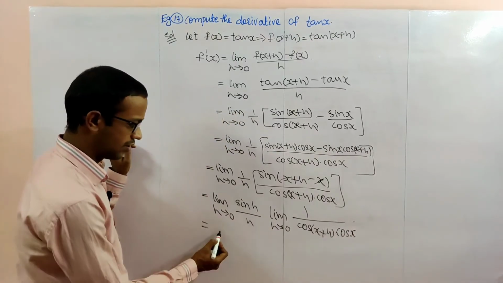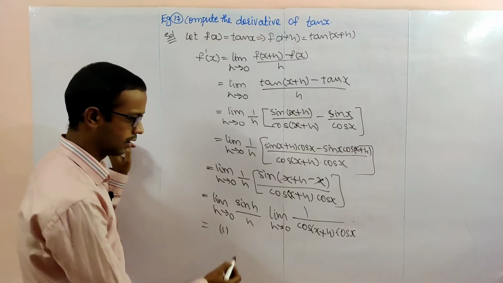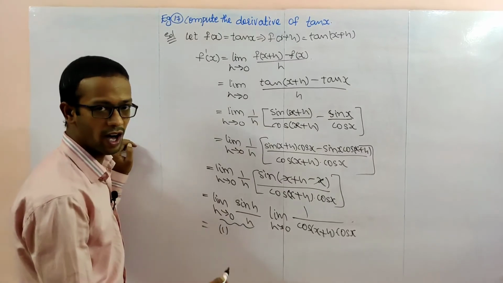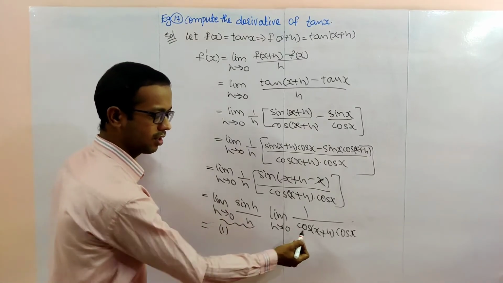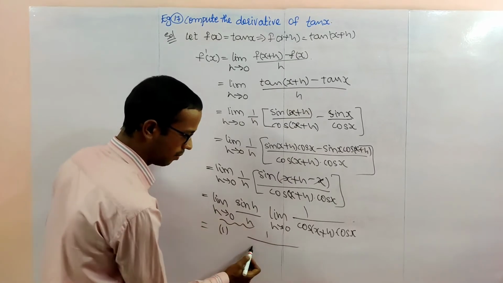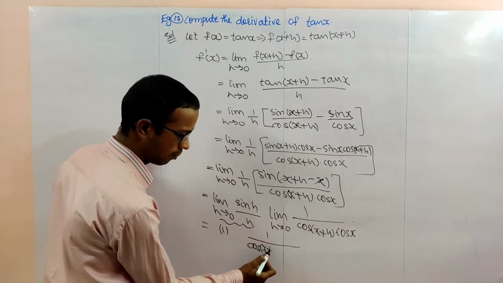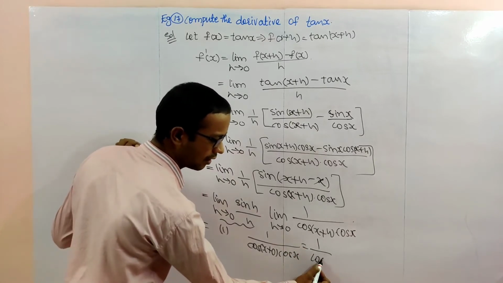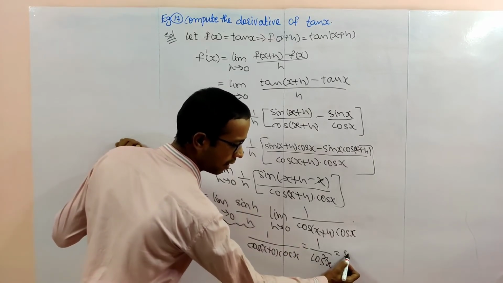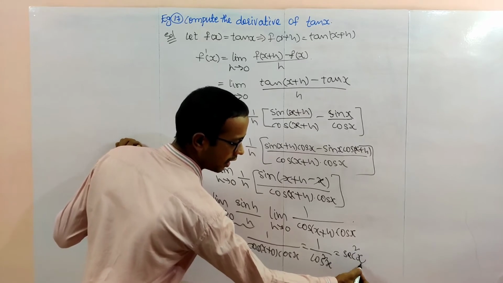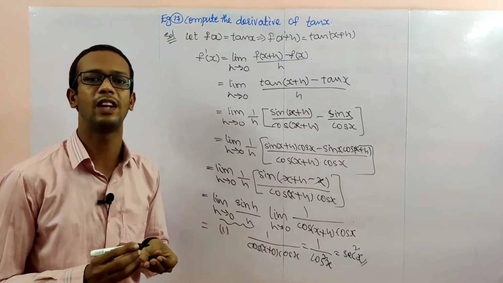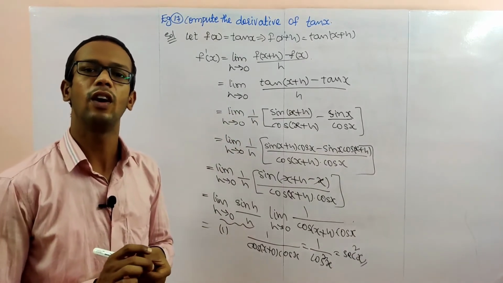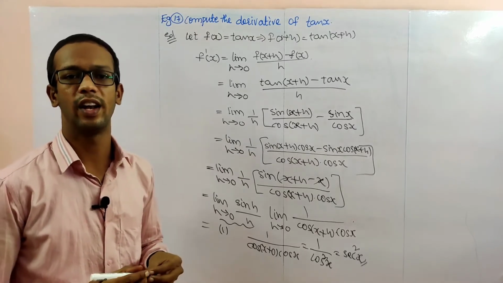Sin h by h is 1. This limit value is 1; we have this formula in limits. Next, substitute h equal to 0: 1 by cos of x plus 0 into cos x. That is 1 by cos square x. 1 by cos square x is secant square x. So the derivative of tan x is secant square x.